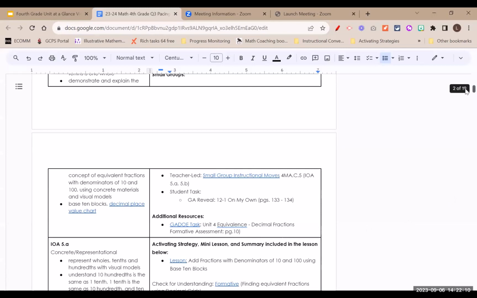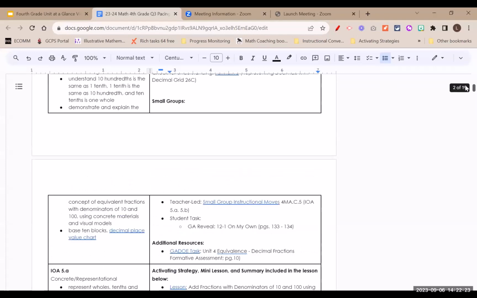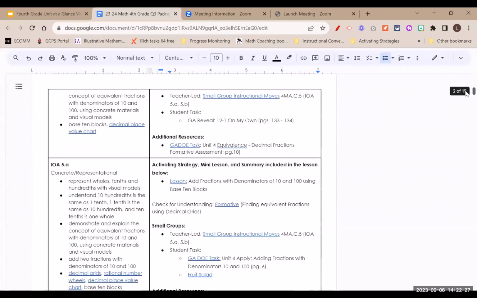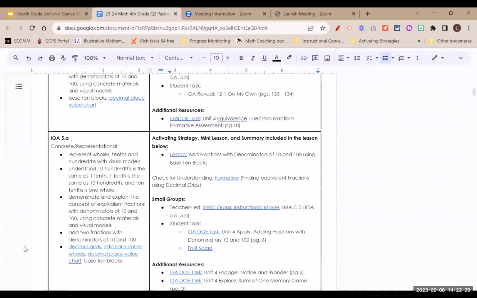For the next 2 days, students continue to demonstrate and explain the concept of equivalent fractions with denominators of 10 and 100 to add fractions with denominators of 10 and 100. So we're starting with just that equivalency, and then we're going to add in where they're going to be adding fractions. You can see that the bullet has been added there: add two fractions with denominators of 10 or 100.